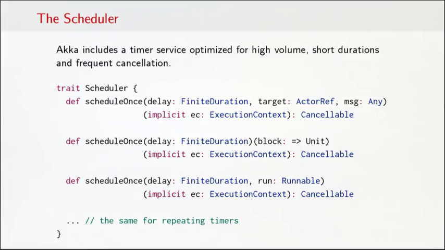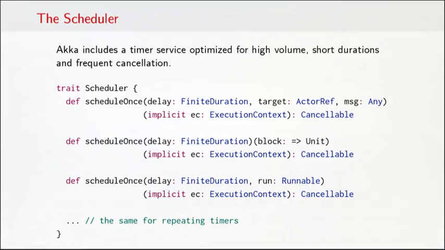In order to support services like the receive timeout, Akka includes a basic scheduler. The focus of this scheduler implementation is on supporting a very high frequency of scheduled tasks, but also a very frequent cancellation of these. The flip side of this is that it is not terribly precise. Its main use is to schedule the sending of a message to an actor at a future point in time, which is the first variant given here.